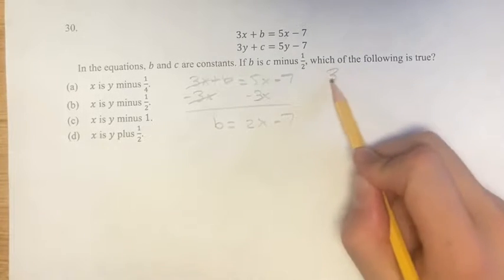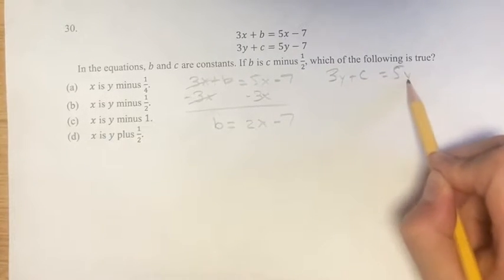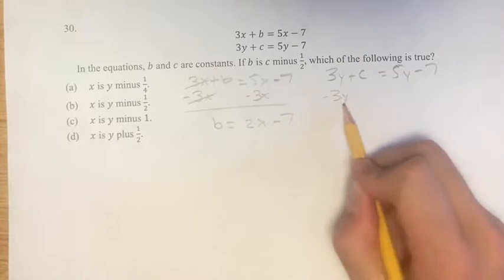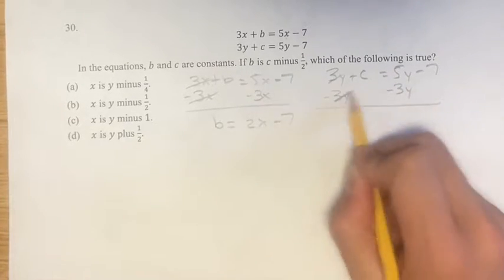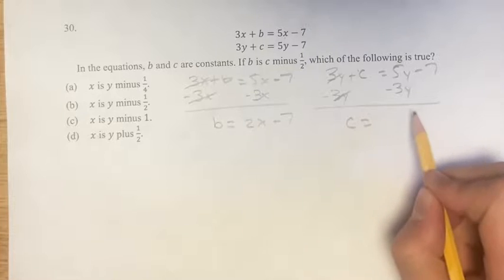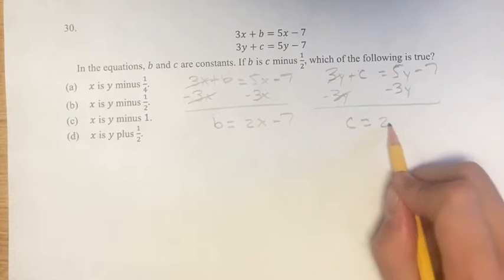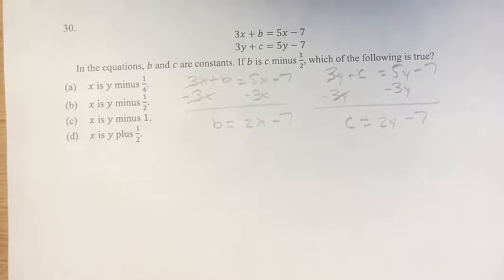For this other equation, we have 3y plus c equals 5y minus 7. And do a similar thing, subtracting 3y on both sides, which will lead these to cancel, and we get c is equal to 5y minus 3y, which is 2y minus 7.